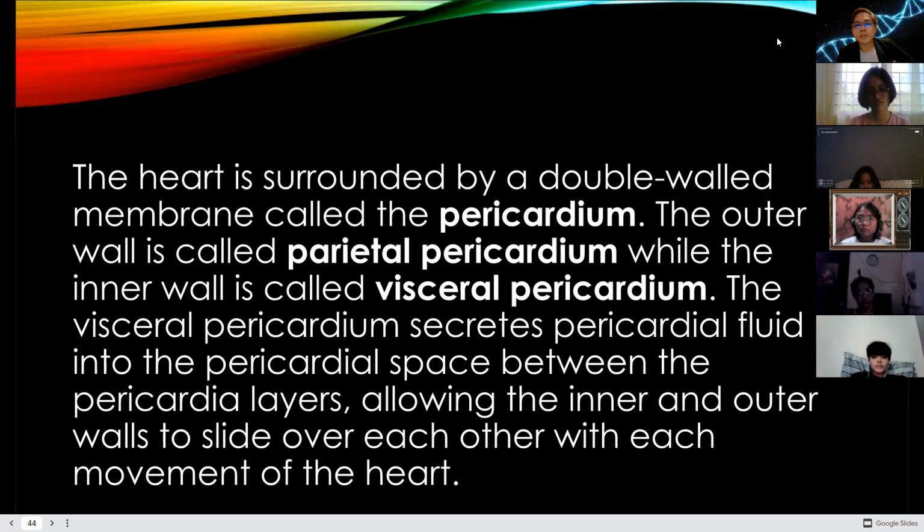Why? Because remember that your heart is moving. And to reduce friction, it should have a space between with fluid, or pericardial fluid. This is to prevent damage, allowing the inner and outer walls to slide against each other with each movement of the heart. To prevent friction. This is to have a smooth movement of the heart, okay?